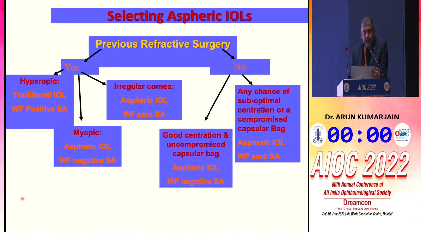And we should be using, depending upon the status of the patient, if a patient has undergone hyperopic LASIK, they have increased negative spherical aberration, so we should be using either a traditional IOL or wavefront IOL with positive spherical aberration. Post myopic surgery, the positive asphericity increases, so we should be using a negatively aspheric IOL, and where there is any chance of subluxation or decentration, we should be using aspheric neutral lenses.